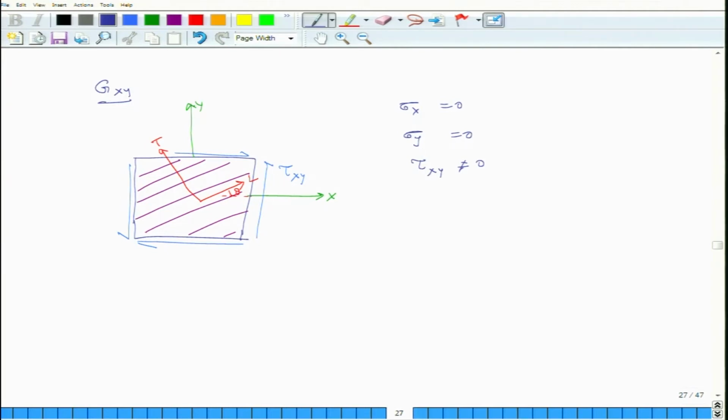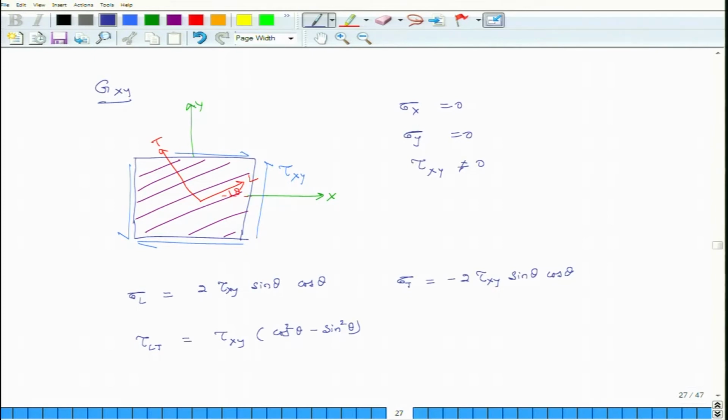So the first thing we do is from tau xy we compute sigma L, sigma t and tau LT. From the stress transformation tensor equations, sigma L is equal to 2 tau xy sin theta cosine theta, sigma t equals minus 2 tau xy sine theta cosine theta, and shear stress tau LT is equal to tau xy times cosine square theta minus sine square theta.